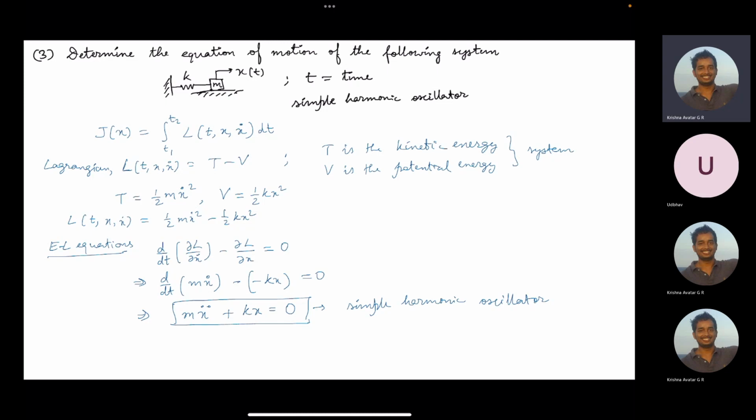The Euler-Lagrange equation is d by dt of del L by del x dot minus del L by del x is equal to 0. This implies that d by dt of m x dot plus k x is equal to 0.